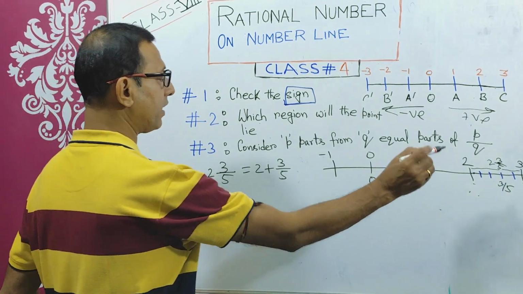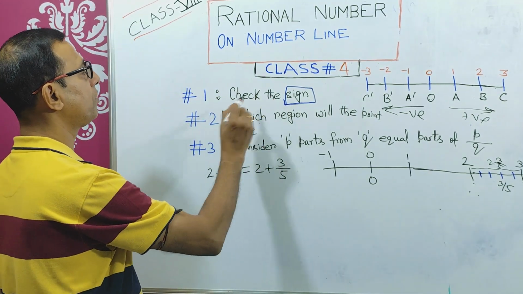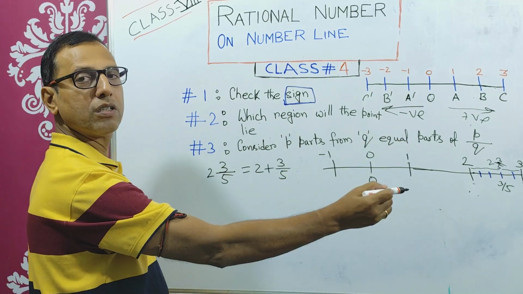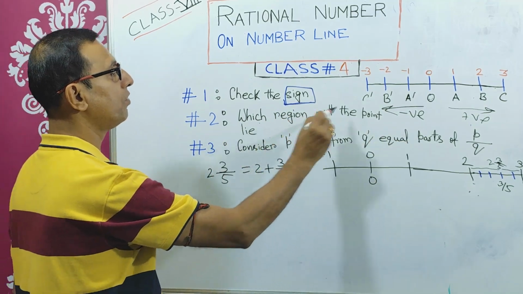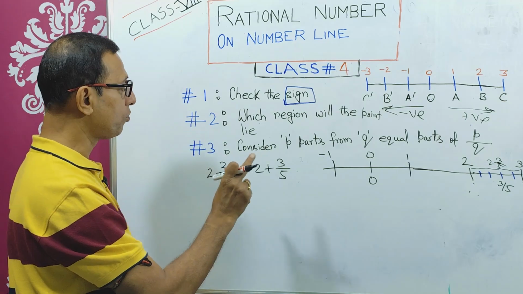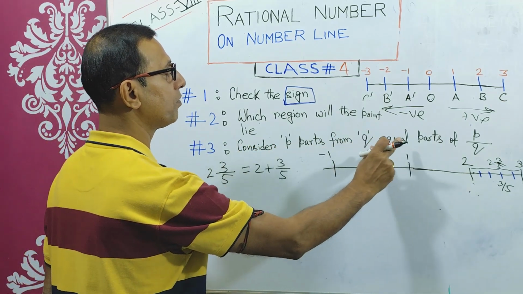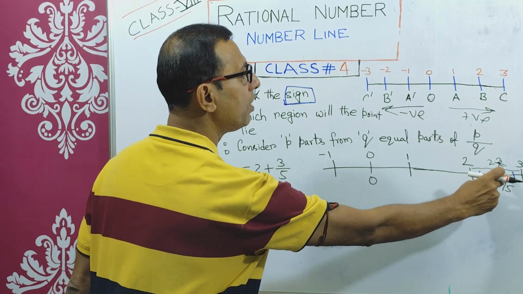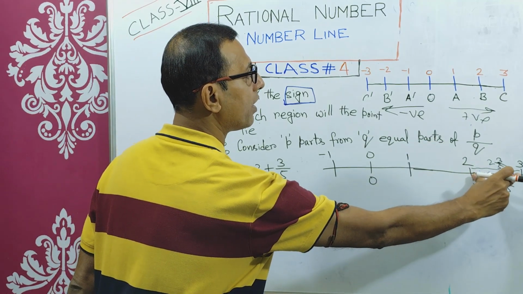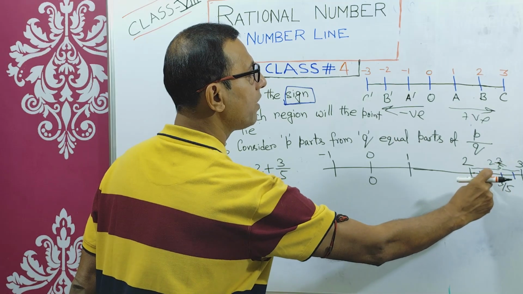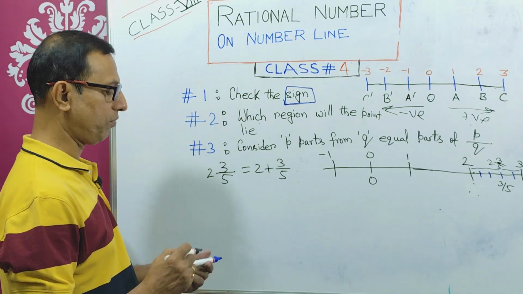Got it? So that is how these 3 tricks you need to remember. Check the sign, which side of 0, then which region the point will lie, in between which 2 points, and point number 3 is consider just the fraction, p parts from q equal parts, and accordingly you need to divide the distance between these 2 points and figure out the point you are looking for.